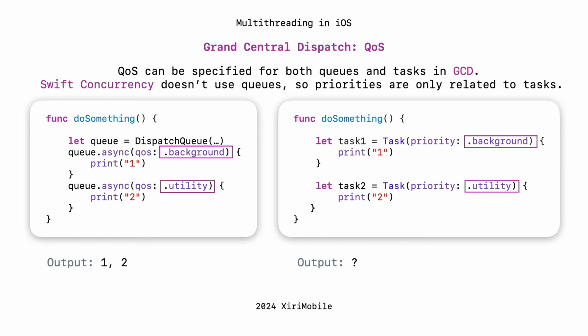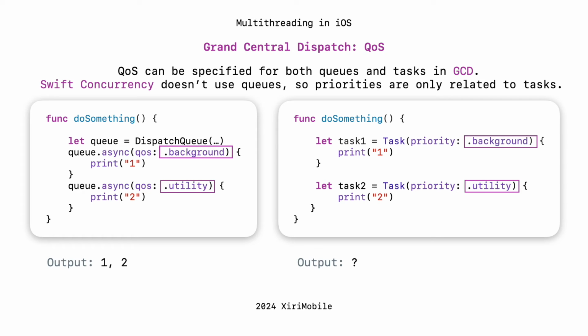The left example we've already considered. We've got 1, 2. And now the right example with a task in Swift Concurrency. There is definitely no priority inversion here. The probability of output 2 then 1 is very high, but we can't strictly guarantee this result because the tasks can be executed concurrently. In this case, the completion moment of each task is not defined. Also, tasks can be executed sequentially.